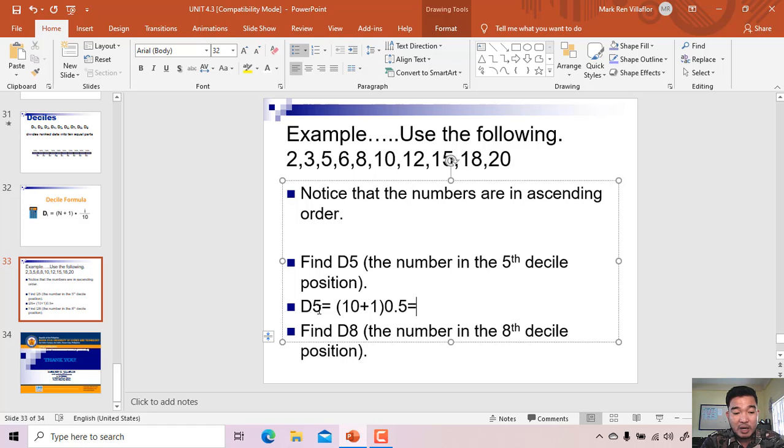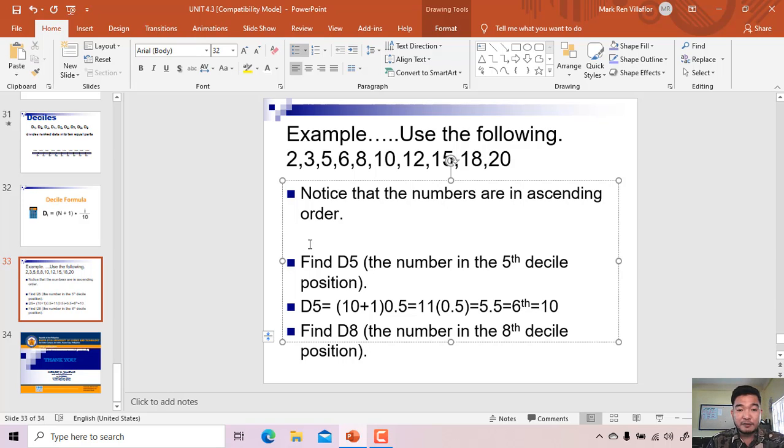So what is 10 plus 1? 11 times 0.5. 11 times 0.5 is equal to, using your calculator, 5.5. And then we round it off. What is 5.5? 5.5 is equal to 6. Ibig sabihin, our fifth decile is in the 6th position. Ano yung 6th position? 1, 2, 3, 4, 5, 6 is equal to 10. So, fifth decile is equal to 10.